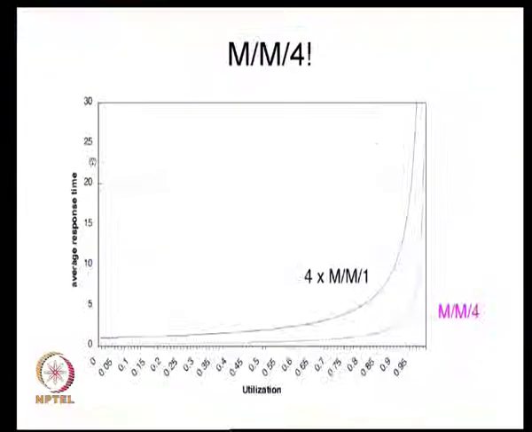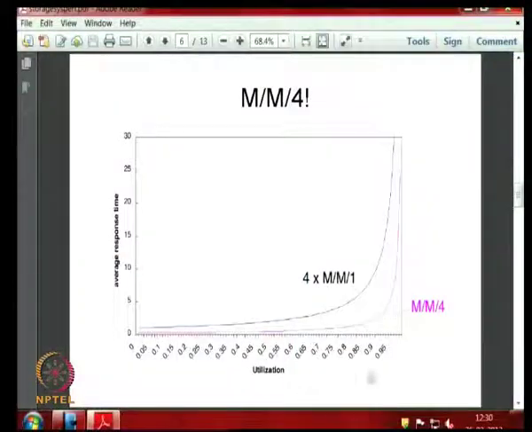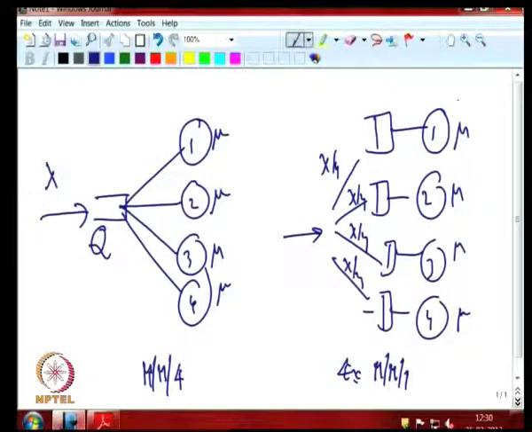The question is which one is better. It turns out if you do the analysis carefully, looking at average response time and utilization, M/M/4 will always be better than 4 into M/M/1. You can see why in practice also: if for some sudden reason one job takes too long, people behind that particular queue are stuck.